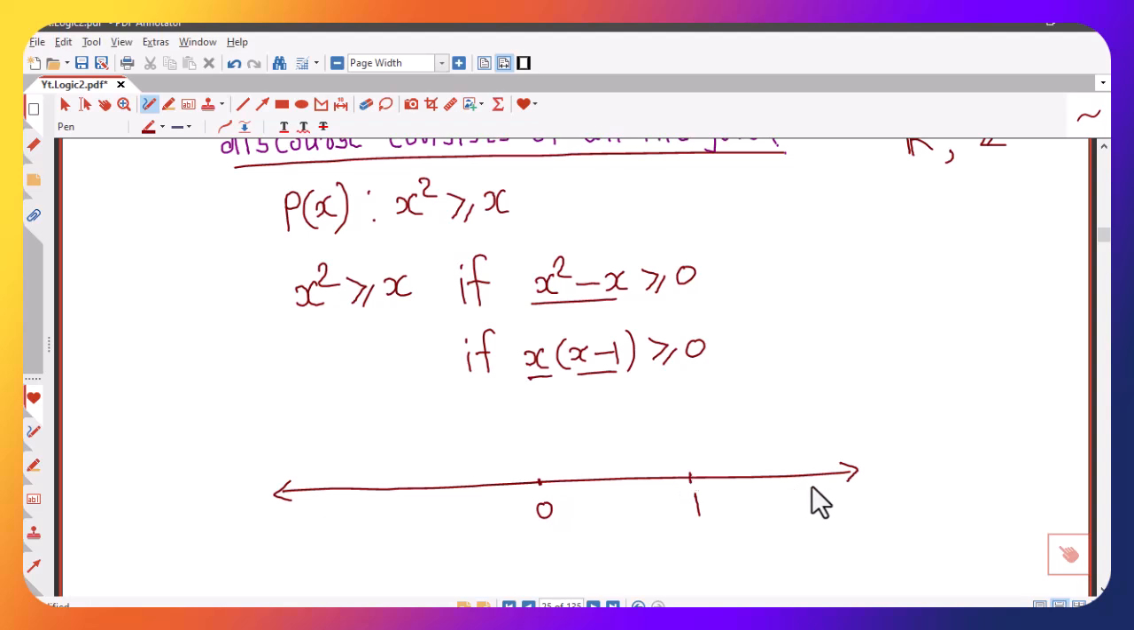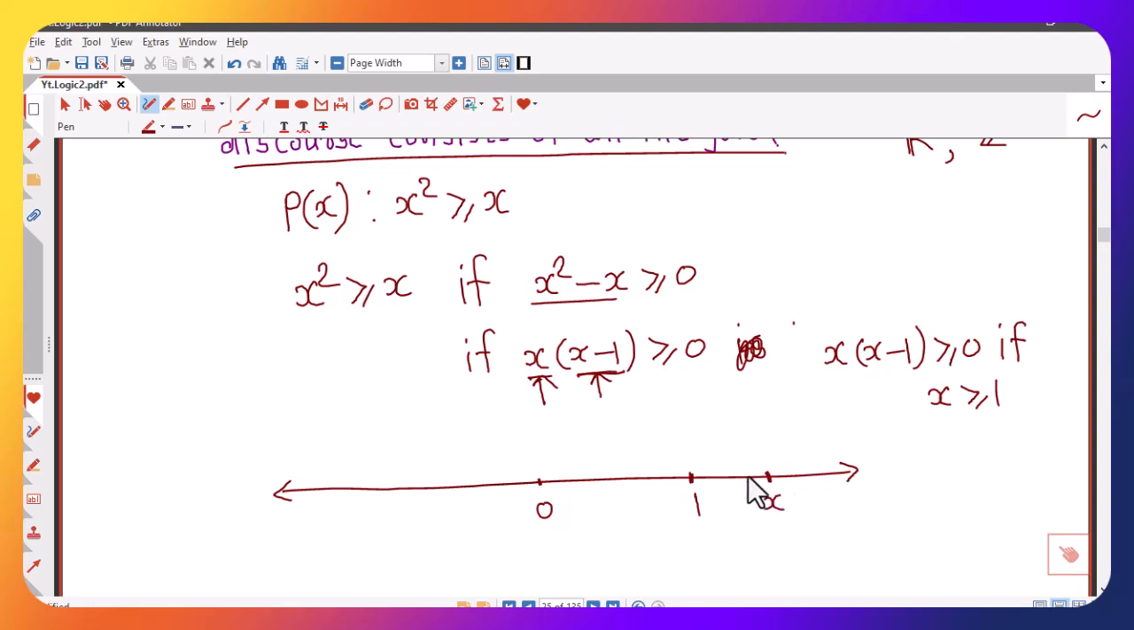Now suppose my x is here, that is, x is greater than 0 if x is to the right side of 1, and x minus 1 is also greater than 0. So this is true, or I can write that x into x minus 1 is greater than or equal to 0 if x is greater than or equal to 1. For x equal to 1, I will have 0 value.